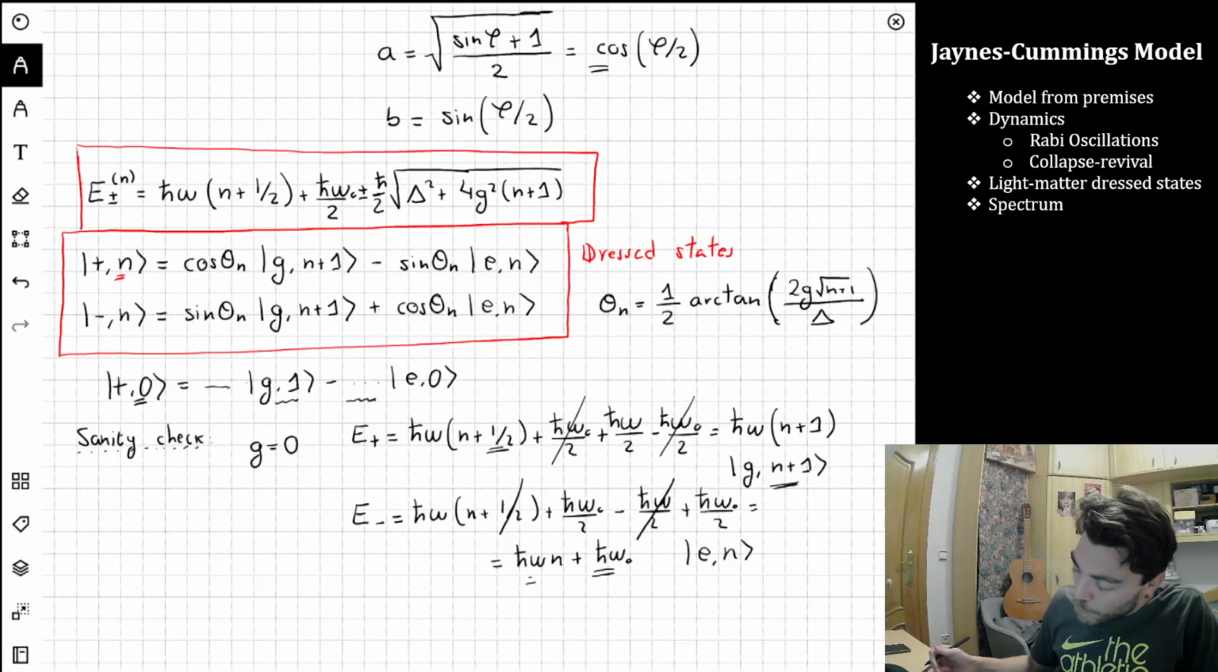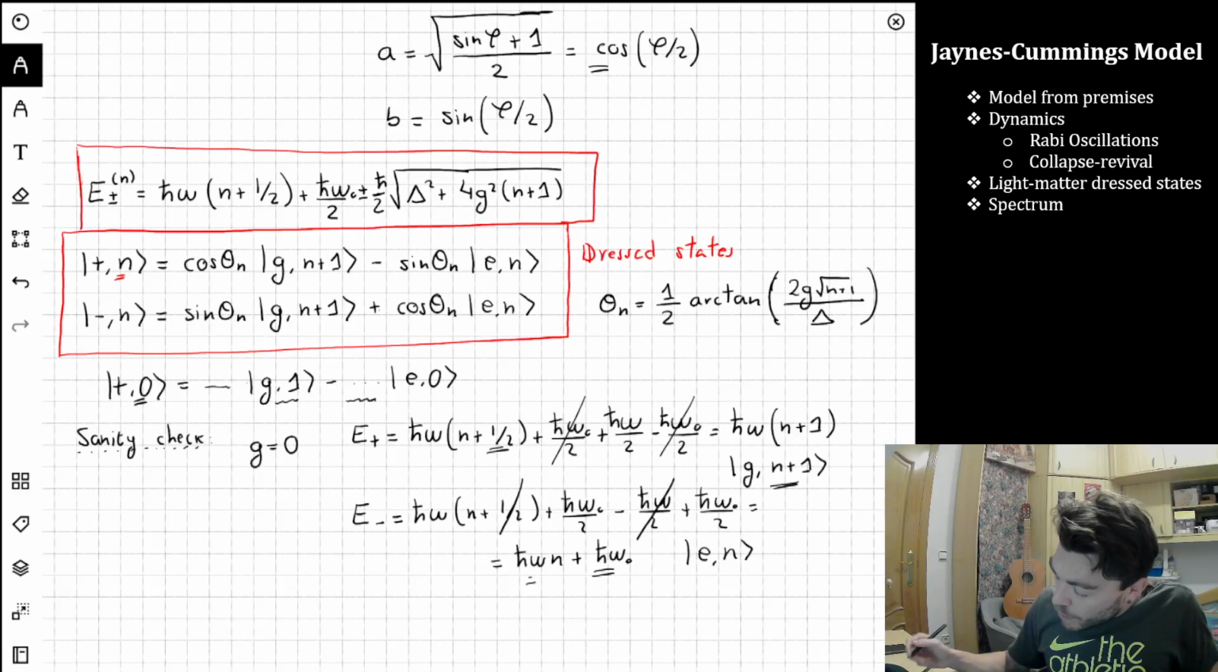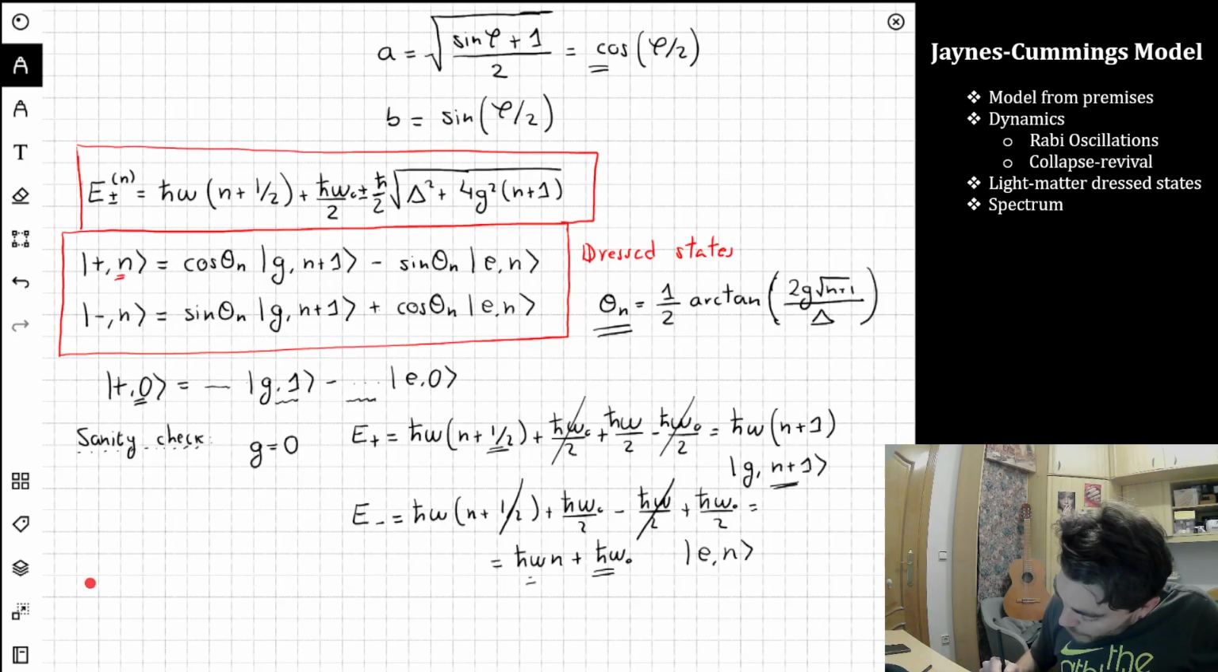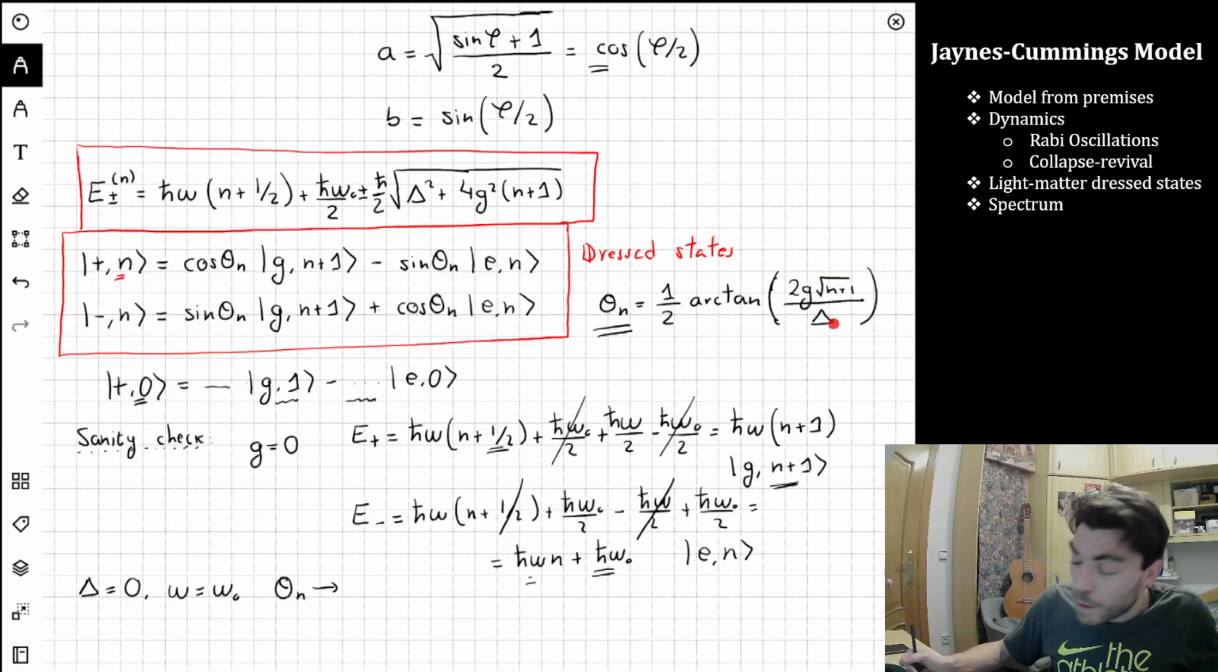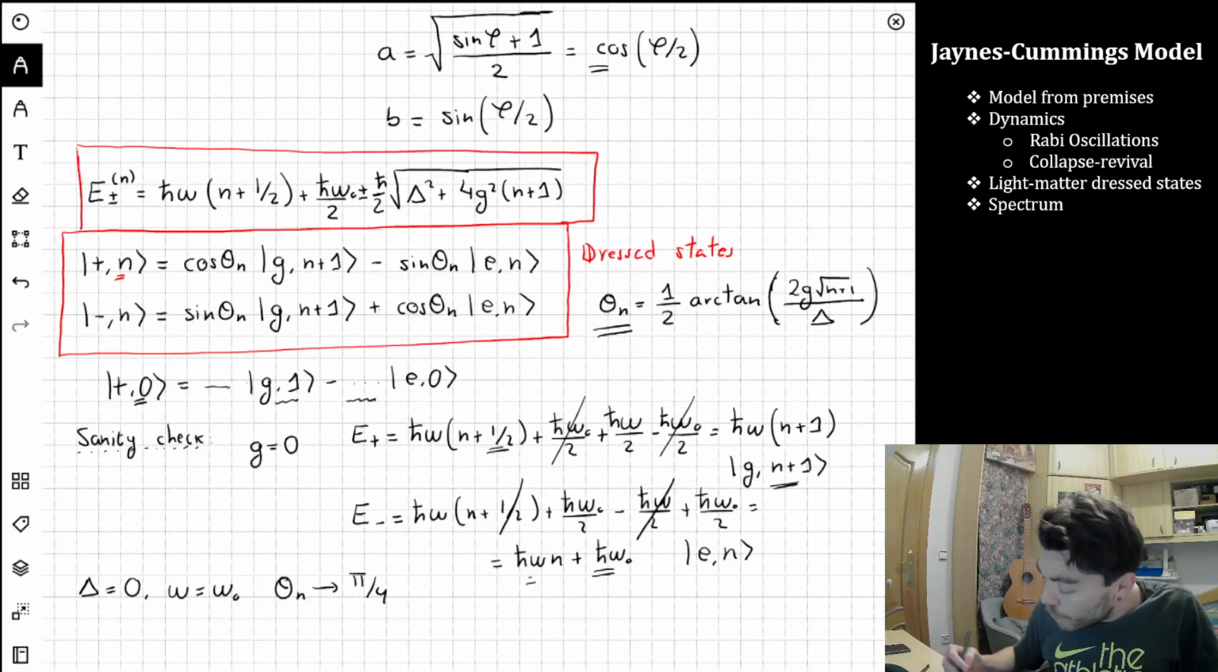I like to do this type of thing. Another thing that I want to see is what happens with this angle. So if delta, the detuning, is 0, so omega is the same as omega 0, then we can see that the angle theta n goes to the arctangent of infinity, because it's something divided by 0, it will tend to pi over 2, and then we divide by 2, so it's pi over 4. And this means that the cosine and the sine of this angle give the same contribution, 1 over square root 2.